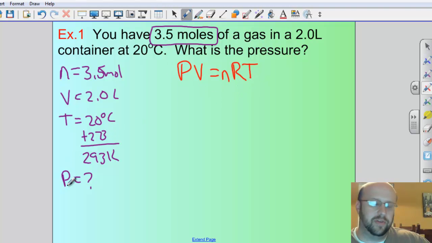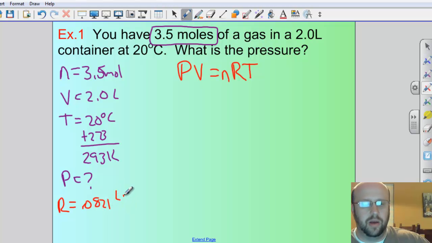The only thing we don't have here is R, and so remember that R is a constant, so it's 0.0821, or sometimes you'll see it 0.08206, which is just another level of precision there, so nothing crazy there. And you've got these crazy units.